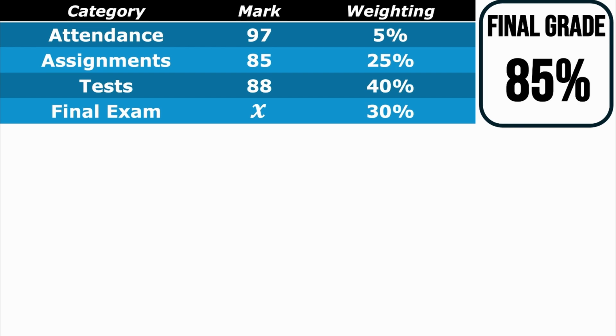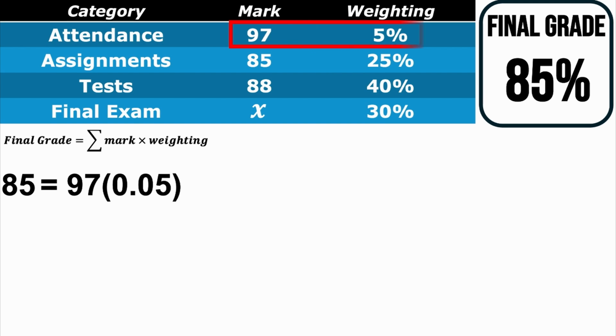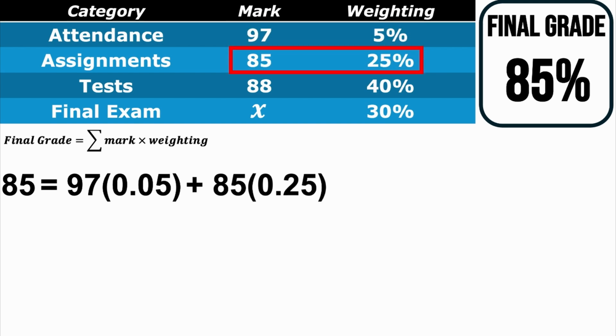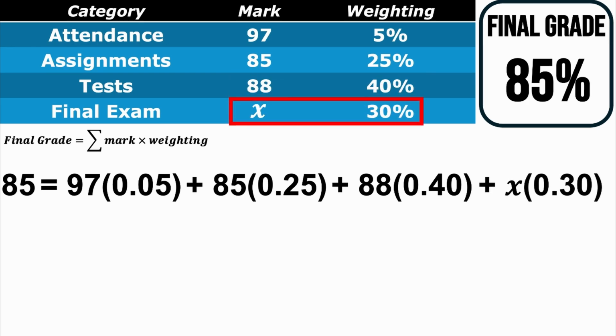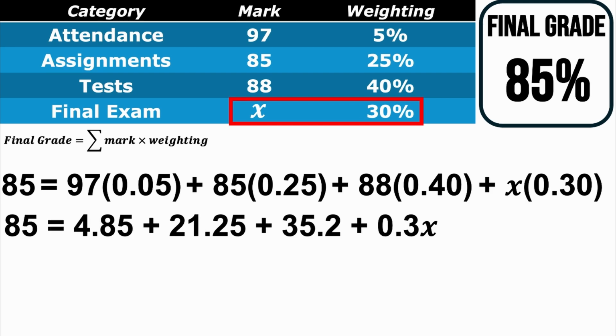So the final mark is going to be equal to the summation of all of the marks times their associated weightings. So in this case, the final grade is 85, and it's equal to, well, the first mark times its weighting, so 97 times 5%, plus 85 times 25%, plus 88 times 40%, and then finally, the value I don't know, x times 30%. Now, if I simplify all of the multiplication, it's going to give me 85 is equal to 4.85 plus 21.25 plus 35.2 plus, of course, 0.3x.